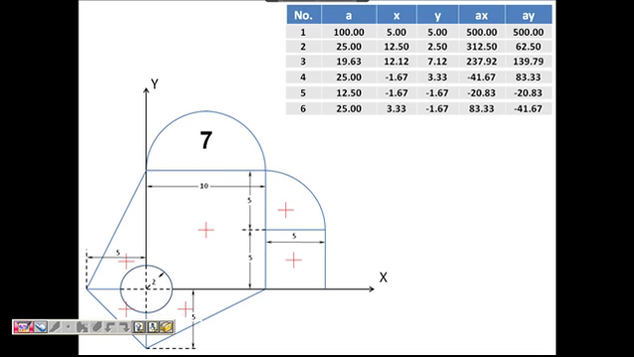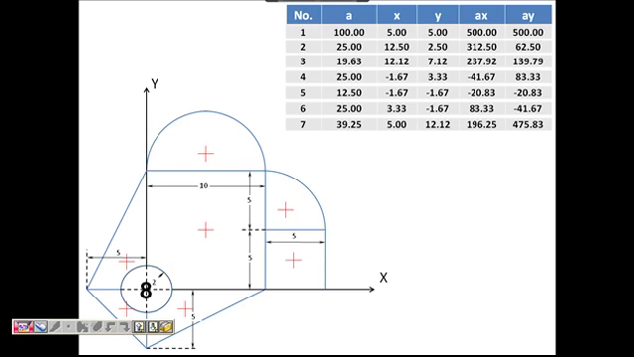Now come to area 7, the semicircle. Look at the centroid. See, this is the x coordinate, and this is the y coordinate. Put in the numbers. Area pi r square by 2, that will come to 39.25. X is 5, the radius, and y is 12.12, and you have ax and ay.